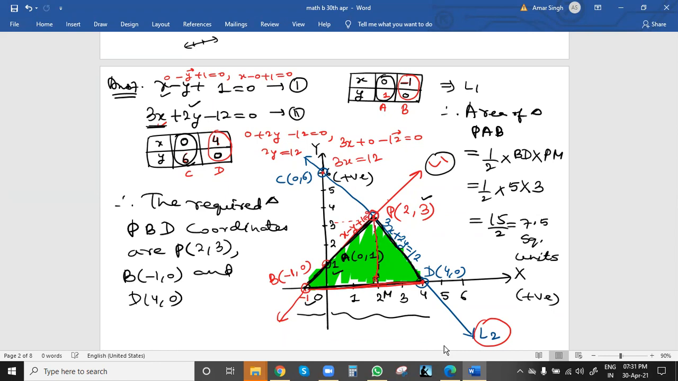Perpendicular distance is height. So BD will be the total distance: 4 minus of minus 1, that is equal to 5 total length. Height will be PM, that is the y coordinate 3. Here y is 0 and here y is 3, so 3 minus 0 is 3. So 15 by 2, 7.5 will be the area. Understood?